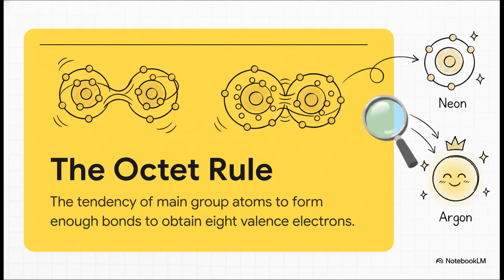So officially, the octet rule is just the idea that atoms will bond in a way that gives them 8 valence electrons. Why 8? Because that gives them the same electron setup as the noble gases, neon, argon, the cool kids of the periodic table, who are super stable and unreactive. Atoms want to be like them, happy and stable.